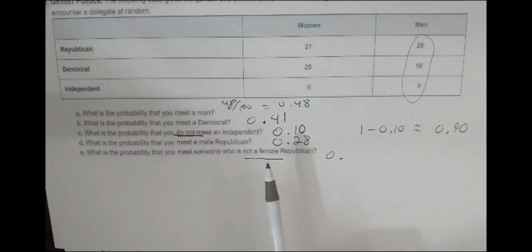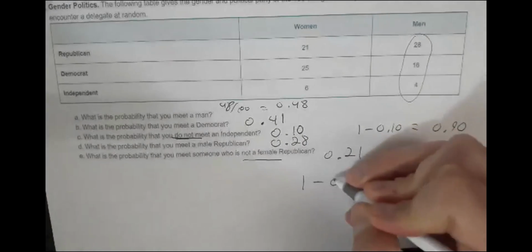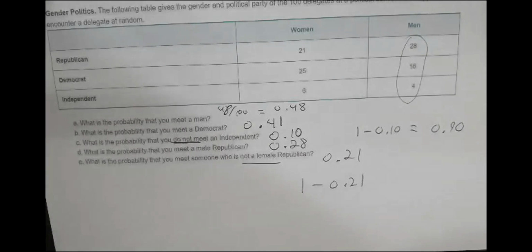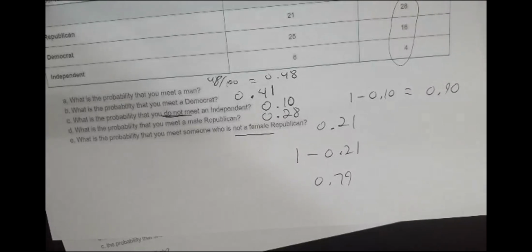And it went silent. So how do I find the probability of meeting a female Republican? What number am I looking at? 21. I'm looking at the 21, and I don't want to do that, so I am going to subtract that from 1. So 1 is like 100%. It's guaranteed to sort of happen. So I believe it should be 0.79 on that one.